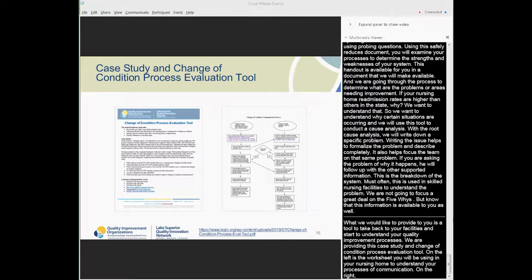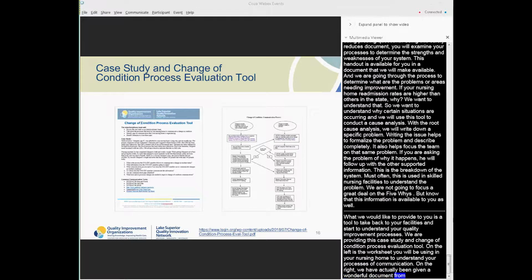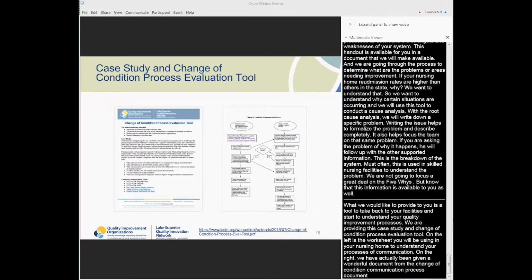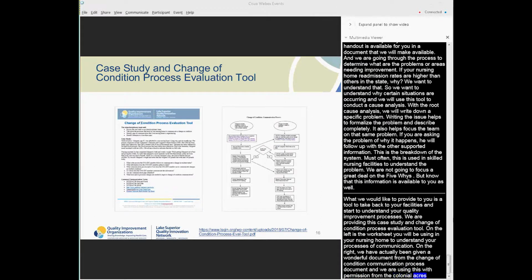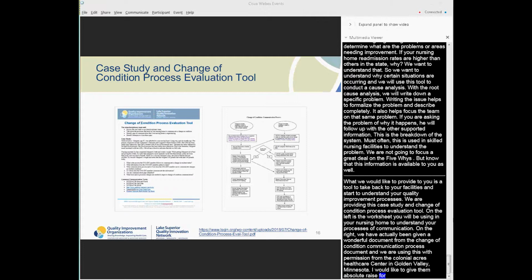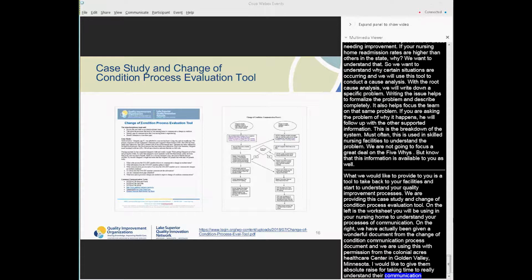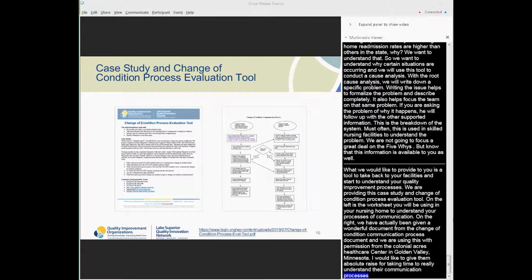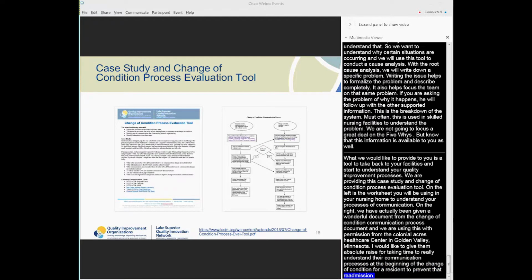And we're using this with permission from the Colonial Acres Healthcare Center in Golden Valley, Minnesota. I'd like to give them absolute praise for taking time to really understand their communication processes at the beginning of the change of condition for a resident to prevent that readmission. So this is great that they gave us this tool to provide to you as a guidance, as a teaching tool.